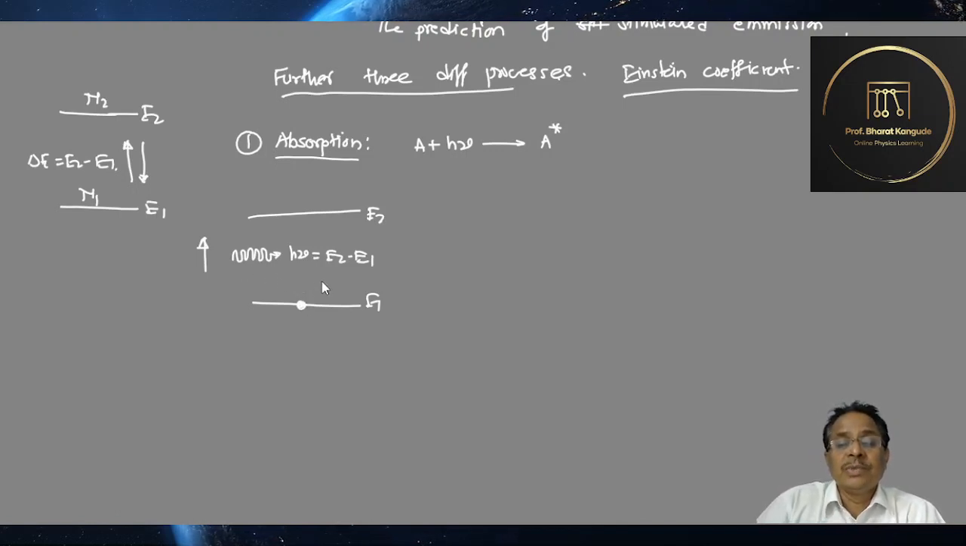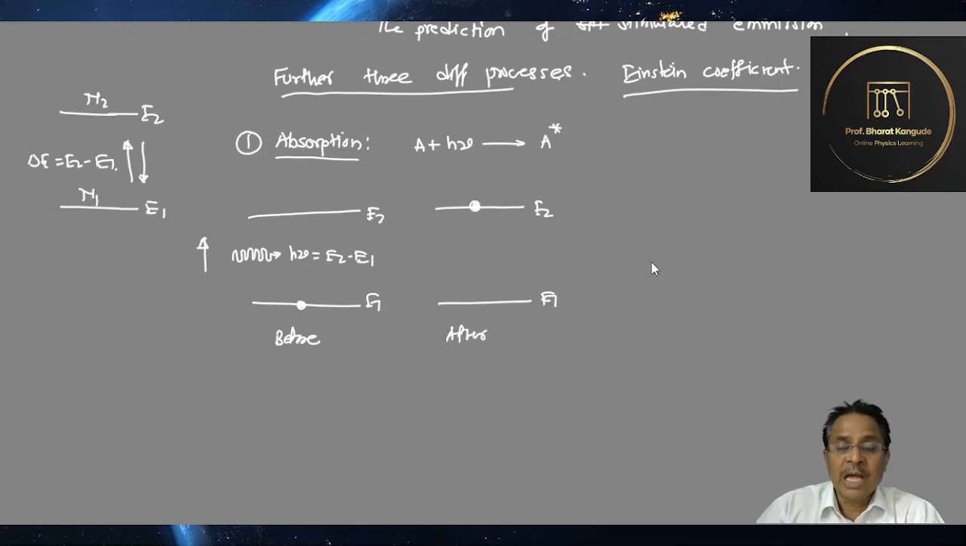And now, after this particular process is completed, you'll find that the situation is a bit different. So this is now E1 and this is E2. This time the atom will be found in this state. So this is before the absorption occurs, and this is after the absorption has occurred.